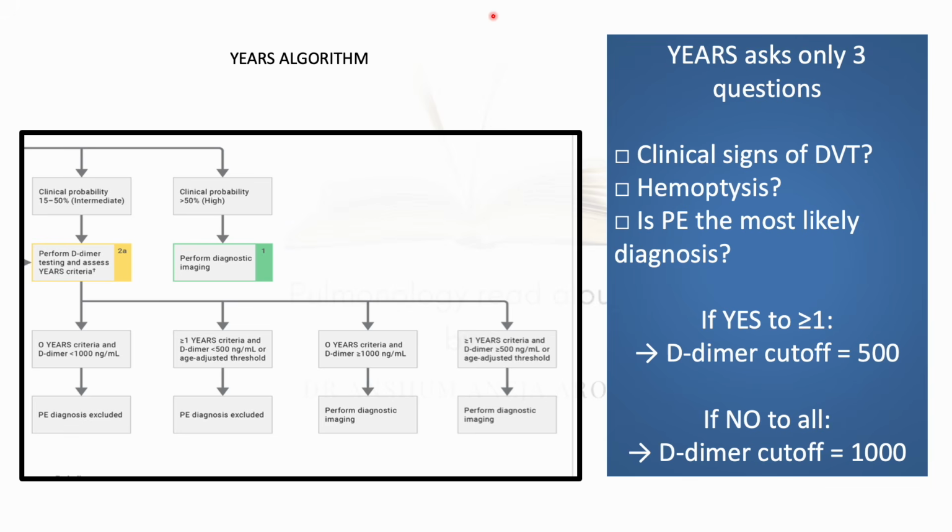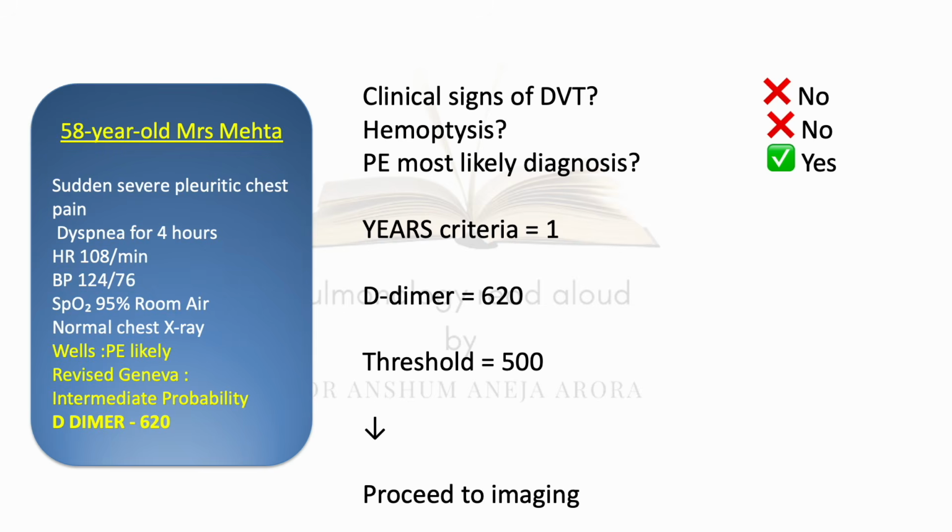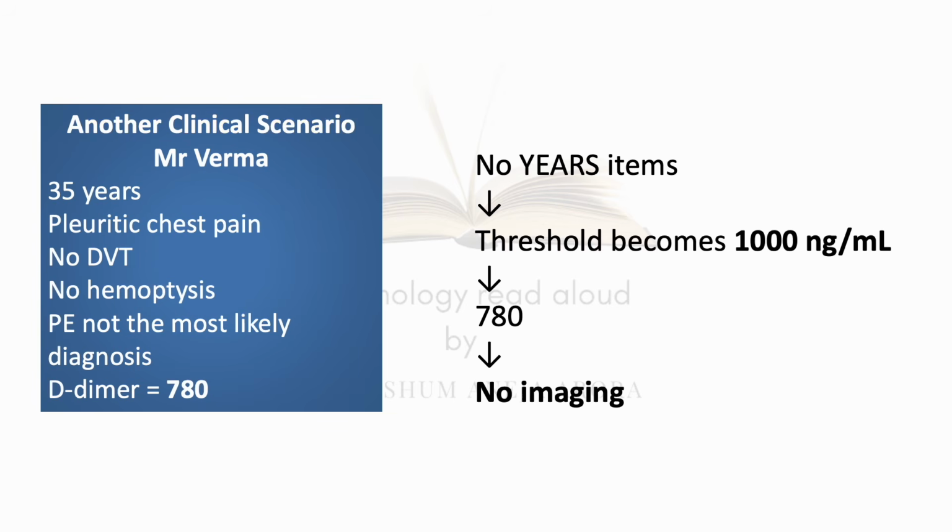Please remember that YEARS algorithm has only been tested in patients who were not on therapeutic anticoagulation, because then the history of hemoptysis, DVT, and all of that can change. So, YEARS criteria is our next, last final step before choosing imaging. For our patient here, the YEARS criteria is 1, and so our D-dimer threshold is 500, which is less than what she has had. So we have to go on and proceed to imaging.